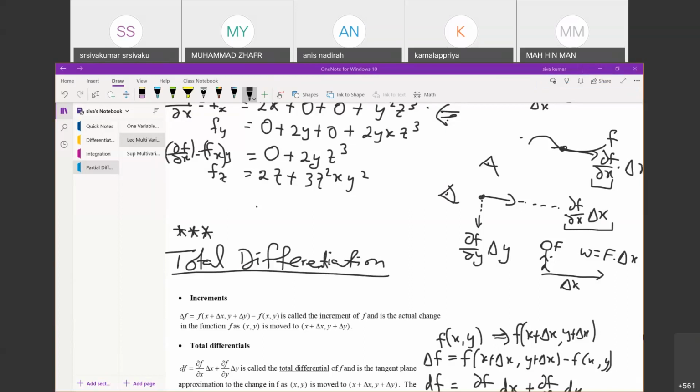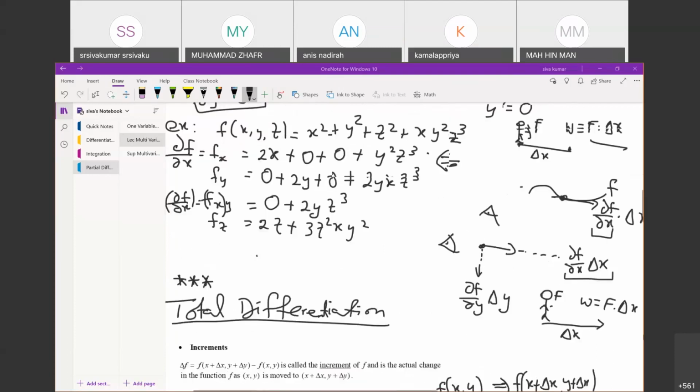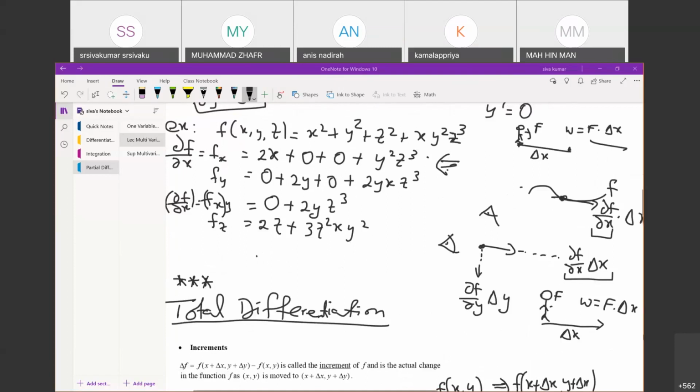What is df dx? It's a tangent. Remember, f is a plane surface. Maybe this is not yet a surface. This is a line because we are doing a single portion. But imagine there is a surface, and this surface is basically derived through this function, f(x,y).